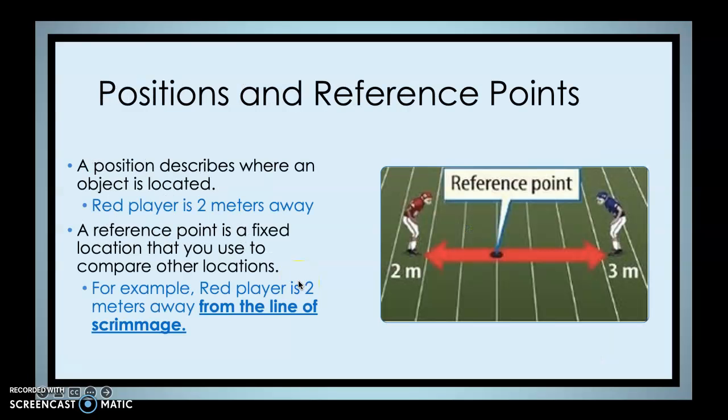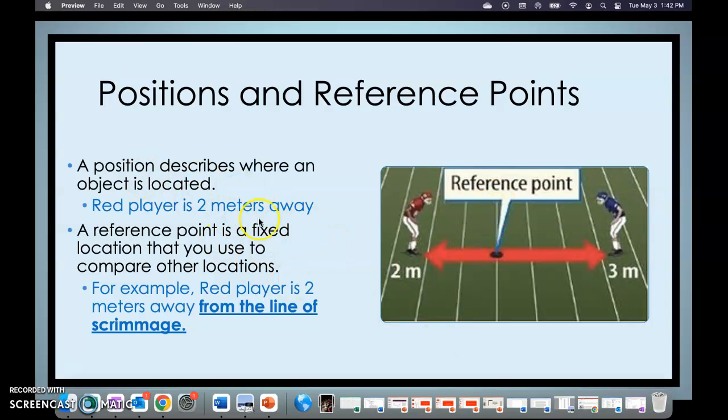To get us started, whenever we're working with word problems or thinking about motion, we always want to think about position and reference points. So the position is the description of where the object actually is. So the object is at the 2-meter line. And we can say that they're at the 2-meter line or they're 2 meters away from our reference point. The reference point is a fixed location where everything else is going to be compared to.